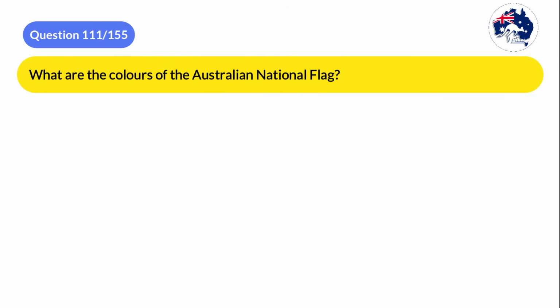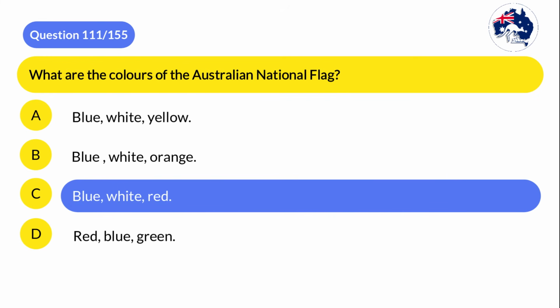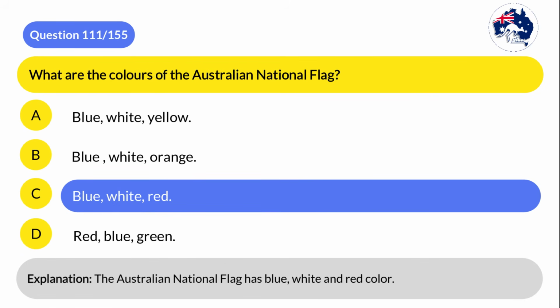Question 111. What are the colors of the Australian national flag? A. Blue, white, yellow. B. Blue, white, orange. C. Blue, white, red. D. Red, blue, green. The correct answer is C. Blue, white, red. Explanation: the Australian national flag has blue, white, and red colors.